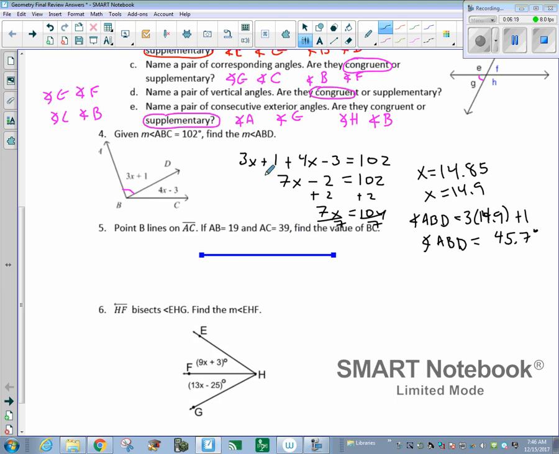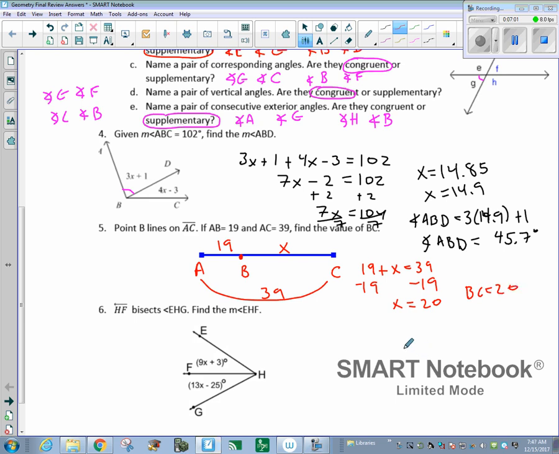All right, in the next one, it says that point B lies between A and C. So I'm going to put a point here. We'll call this side A, this side C, and point B is somewhere between them. It doesn't tell us it's in the middle or anything like that, so I can put it anywhere on the line. And it tells me that AB is 19 and AC is 39. And so when I solve for BC, which is what I'm looking for, I'm going to say 19 plus x equals 39. And if I subtract 19 across the equal sign, x comes out to be 20, which is the length of BC.